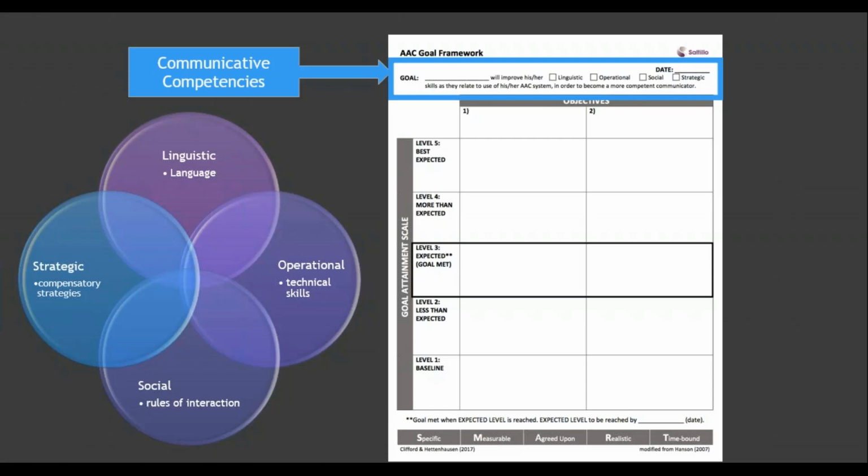Therefore, when you write goals, it's really important that you consider each of these areas for the person using AAC. You can identify areas of weakness and skills that need to be taught or improved to make your client a more competent communicator.